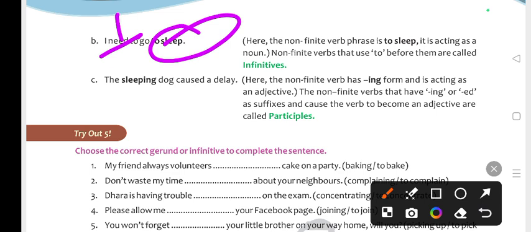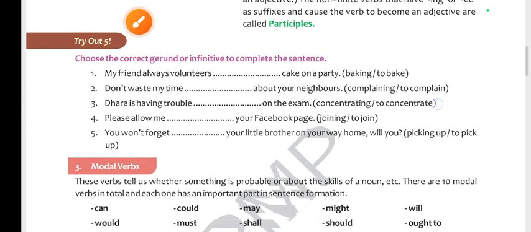The sleeping dog caused a delay. Here sleeping is what? This is called a participle, where the verb becomes an adjective. Understood? Now try out 5.